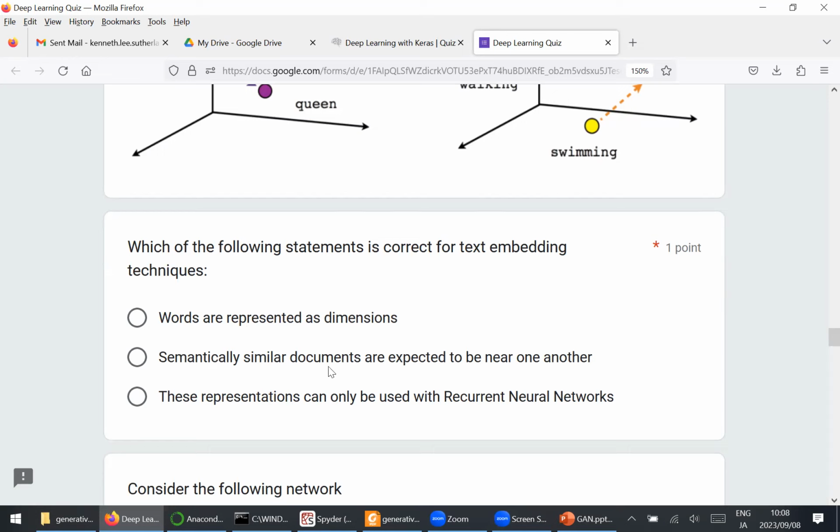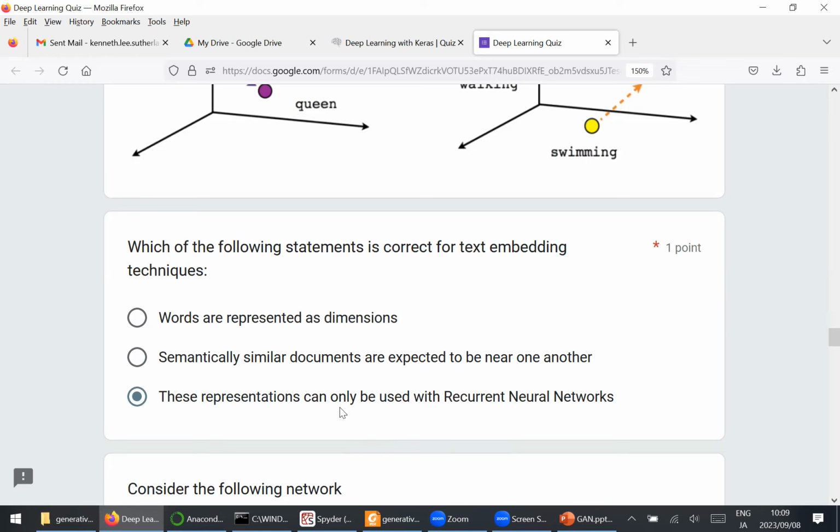Semantically, similar documents are expected to be near one another. That's true. Remember, like a king and queen should be near each other. These representations can only be used in recurrent networks. I would say normally they're used.